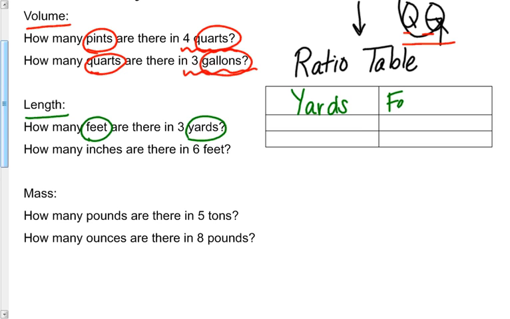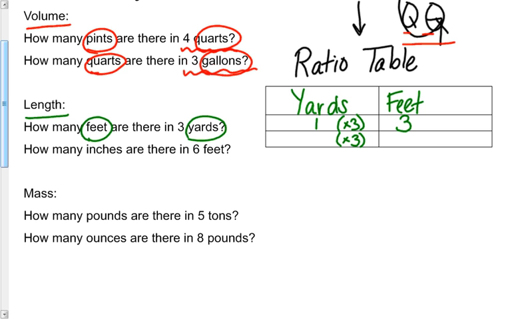And I'm going to write down what I know about yards and feet. And I know that 1 yard is equal to 3 feet. And I'm going to think now, what's the pattern? What do I multiply to get from 1 to 3? And I know 1 times 3 equals 3. So I'm going to write that in again. It's going to stay the same because it's a ratio table.